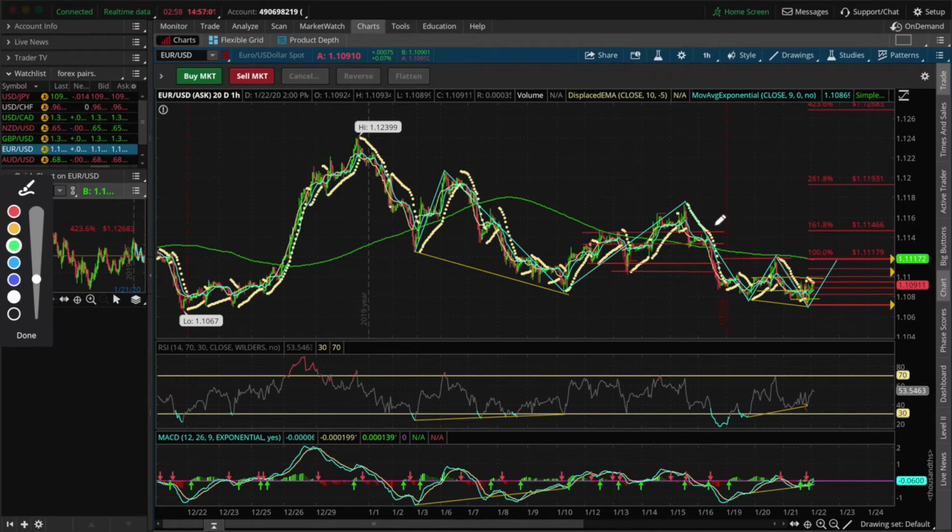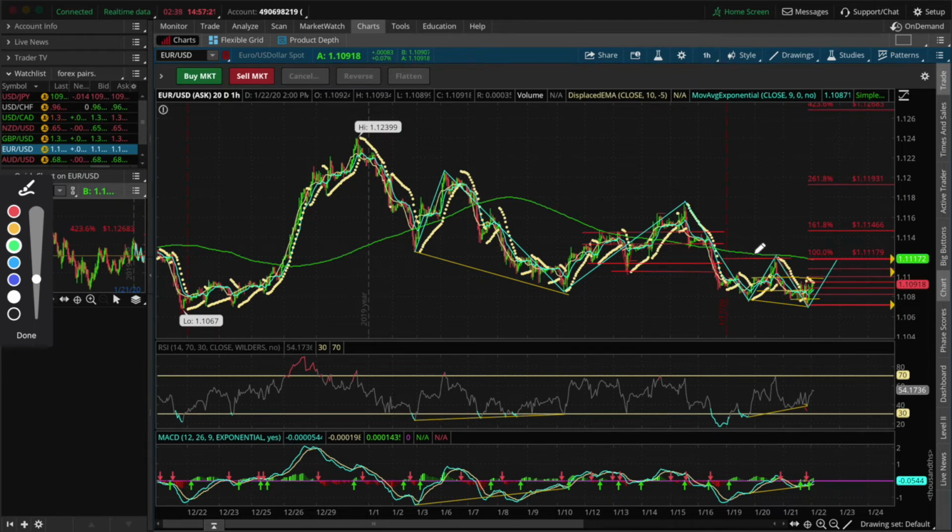So again, all of these indicators you're going to use together in a sort of checklist to make sure that you're entering on a trade that's going to potentially give you the best result, the best probability for profit.